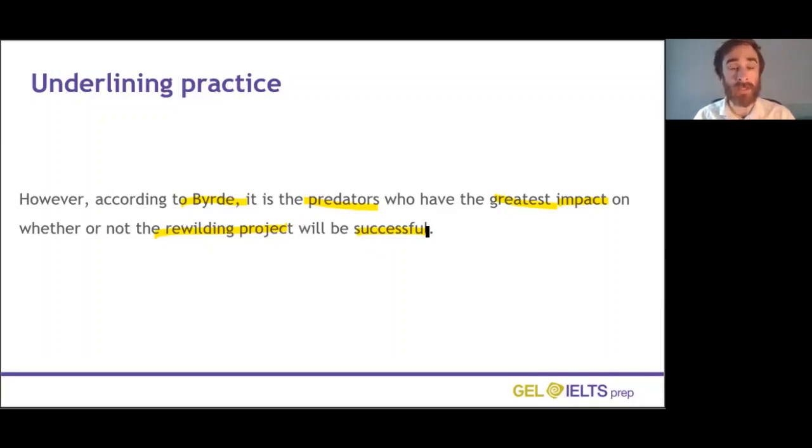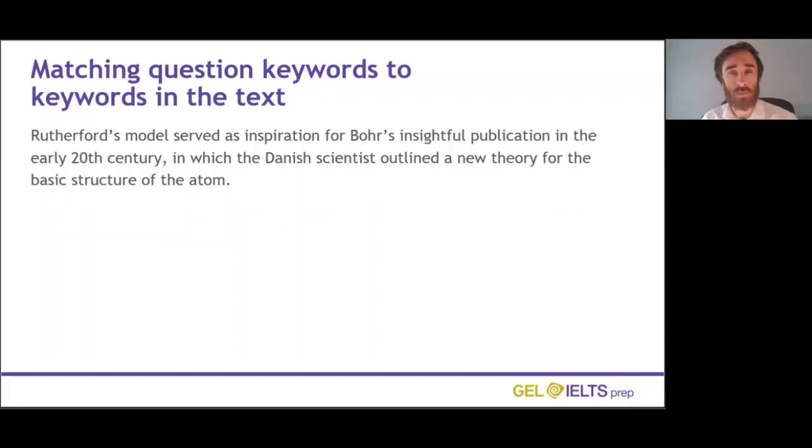So when we look at the text, we're going to be looking for somebody called Bird talking about predators having a big effect on a rewilding project's success. So see how just from these words, we can get an idea of the meaning of the sentence. One of the reasons for underlining keywords in the question sentences is to be sure of the meaning of those sentences. Underlining keywords helps us identify that meaning better. The second reason we underline keywords is to help us think of synonym matches in the text.